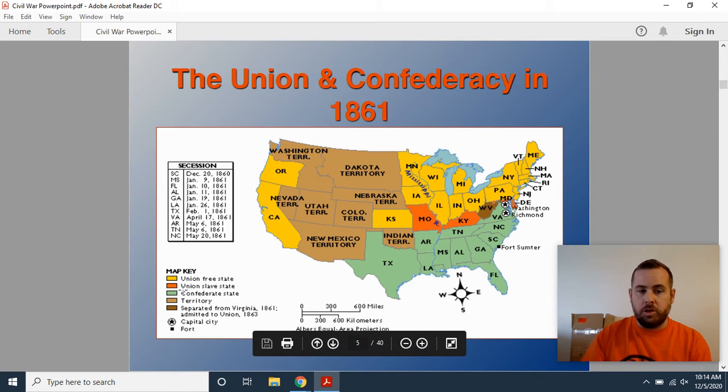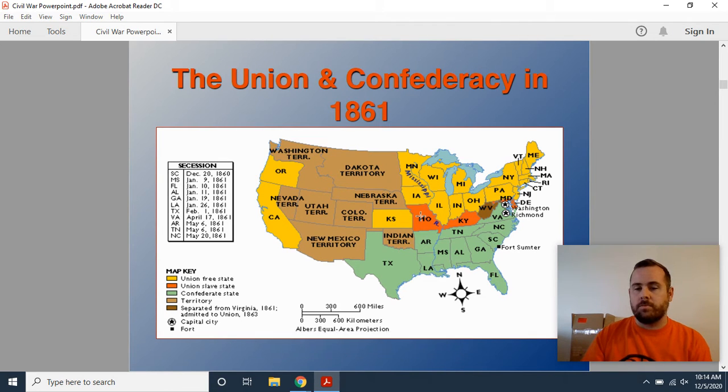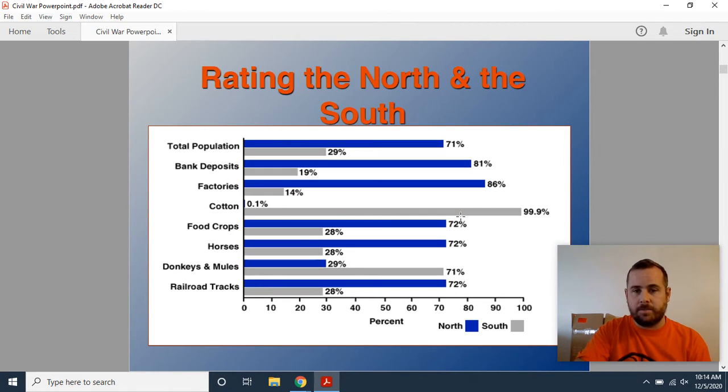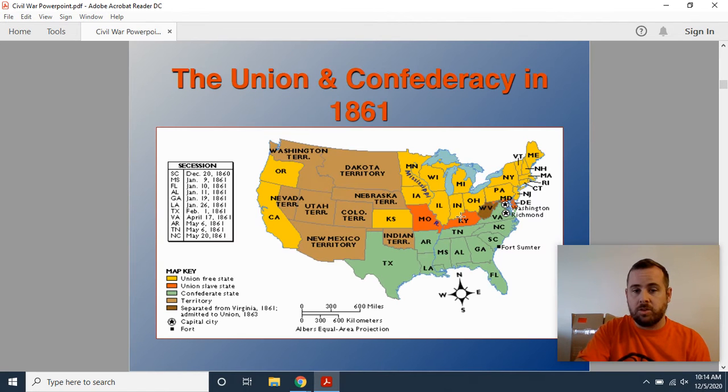If you notice, they are Union, meaning that they never seceded. Missouri, Kentucky, Maryland, Delaware never seceded, but they are slave states. And that's an important concept, that these were states where slavery was legal, but they didn't secede. And when we talk about some of these advantages in terms of percentages or numbers, if those 4 states were to secede, then those numbers probably change pretty significantly.